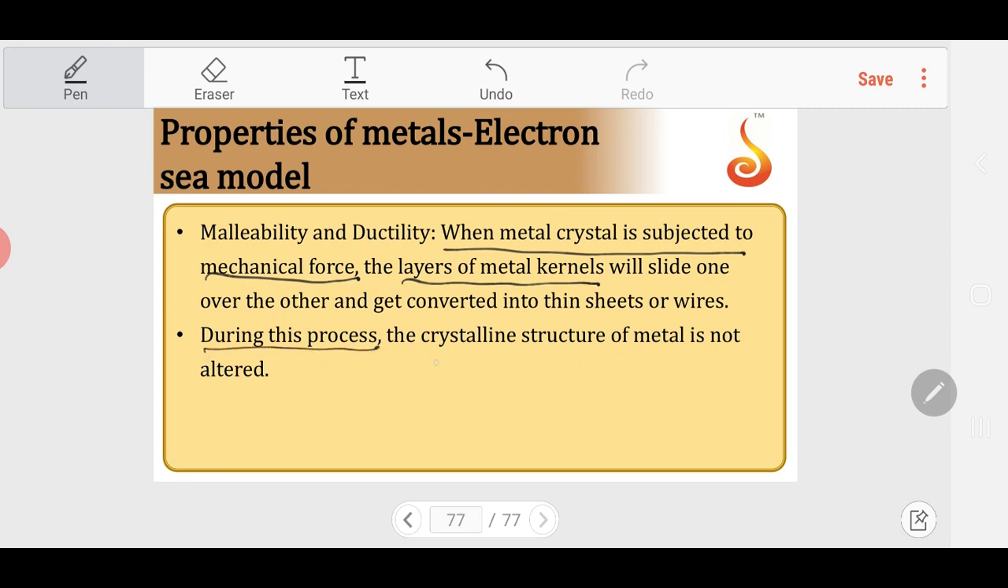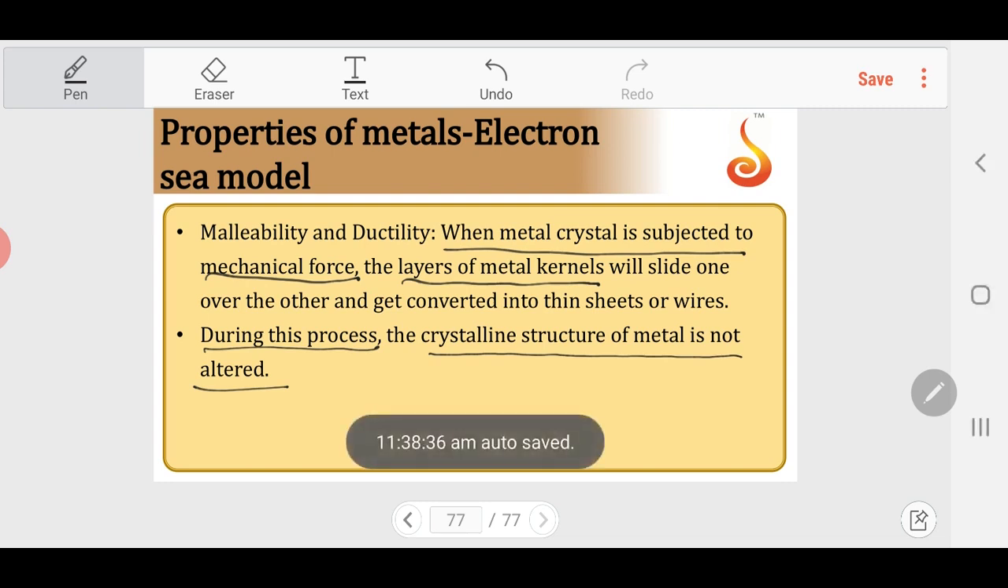during this process, the three-dimensional arrangement of metal kernels with respect to each other will not be altered. The 3D crystal structure of metals will not be altered, but it is only just deformed to different thickness and to form thin wires and thin sheets. So these are the synopsis points in periodic table and chemical bonding. Thank you.